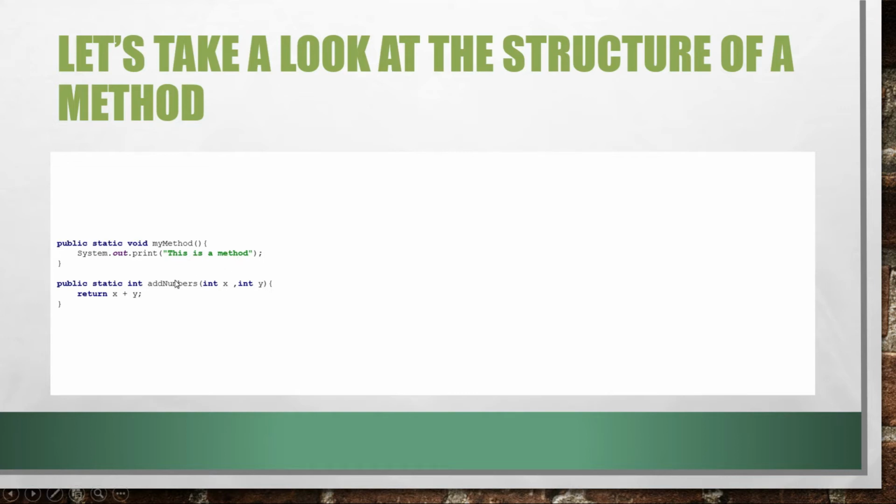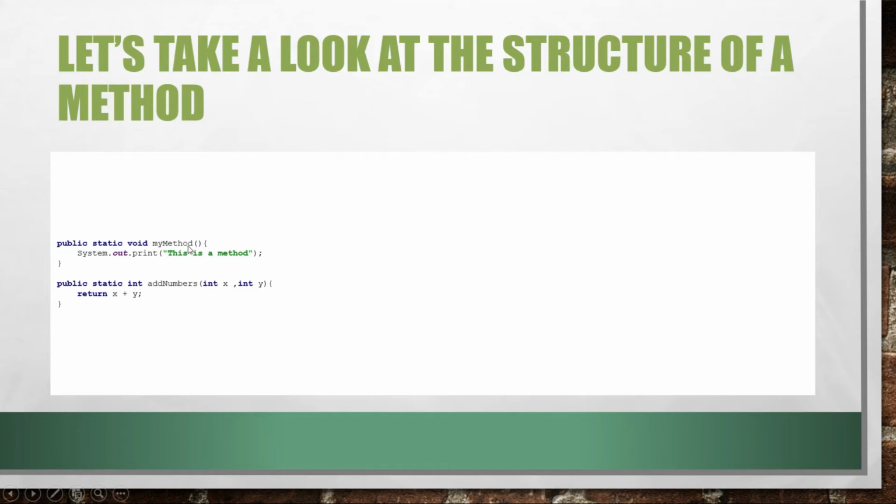While addNumbers, now you can see inside the parentheses we have int x and int y. What this means is that in order for addNumbers to run properly, it needs two integers. It needs an x integer and a y integer. So for addNumbers to work properly, we need to provide it with two values, and these values must be integers. If we do not provide these two values, then addNumbers will not work properly and we will get an error.